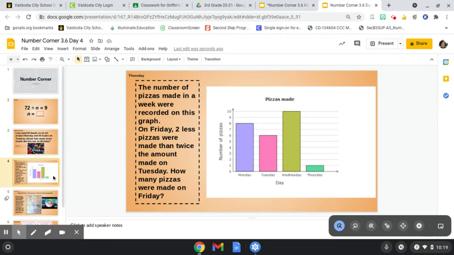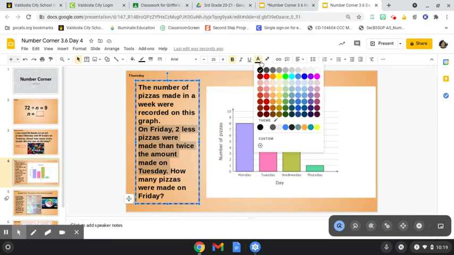Here is a bar graph question, two-step problem here. The number of pizzas made in a week were recorded on this graph. On Friday, 2 less pizzas were made than twice the amount made on Tuesday. How many pizzas were made on Friday? So you need to look here, and I'm going to bold this. Right here is the information we're looking at. On Friday, 2 less pizzas were made than twice the amount made on Tuesday. Okay, let's bold that.